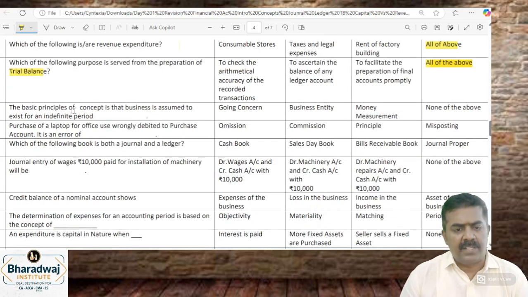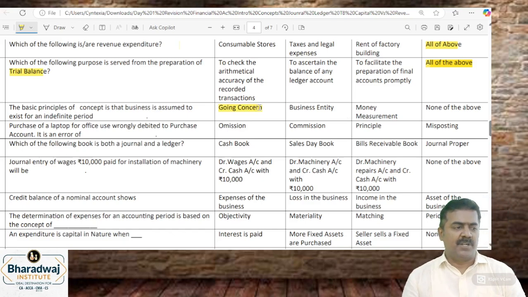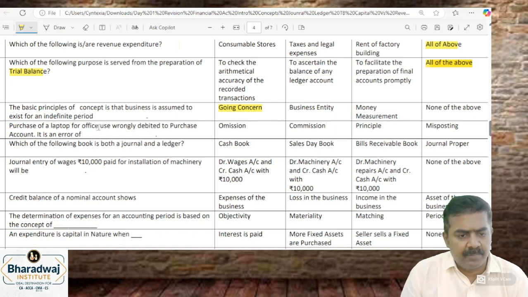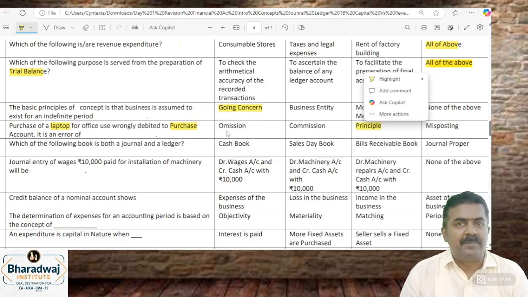The basic principle of dash concept, businesses are assumed to exist for an indefinite period. Going concern. Business will continue for a longer period in that concept. Going concern concept. Purchase of a laptop was wrongly debited to purchase account. This is tomorrow's topic, but okay. It's an error of principle.